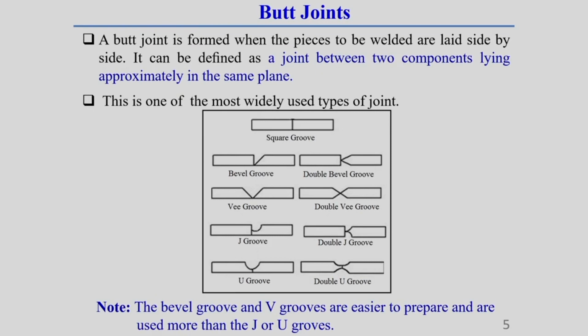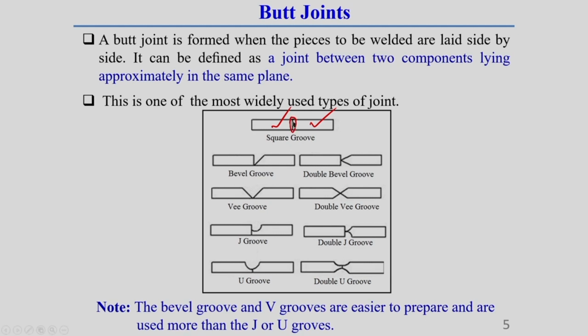Now, we will discuss in a little more detail about the butt joint, because in this lecture I will show you how to analyze butt weld joint as well as plate weld joint. First of all, we should know what a butt joint is. A butt joint is formed when two pieces to be welded are laid side by side. Here you see this is one workpiece, this is another workpiece, laid side by side. After that, welding is done in between.